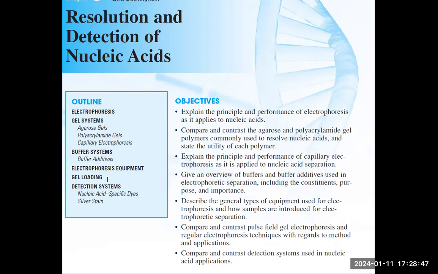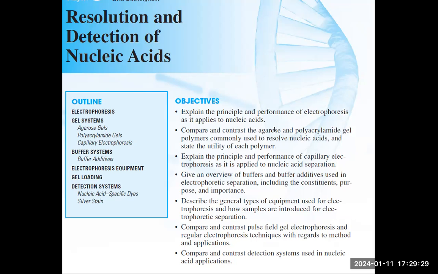So we need to add RNA specific dyes or DNA specific dyes for us to be able to detect our nucleic acids if ever they are present in our samples. And then for the objectives, you need to learn the principle and performance of electrophoresis. Why? Because the first topic was about nucleic acid extraction, and after extracting, for us to know if we really have the DNA in question or RNA in question, we need to resolve them by using electrophoresis.